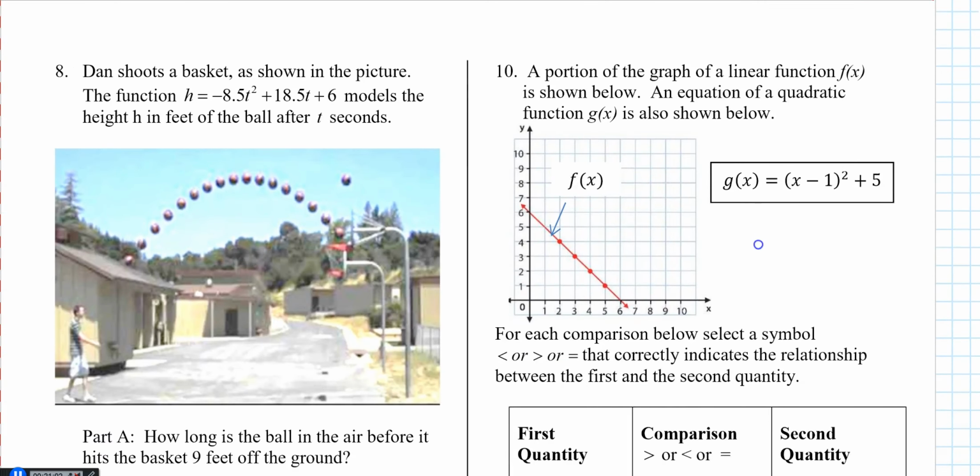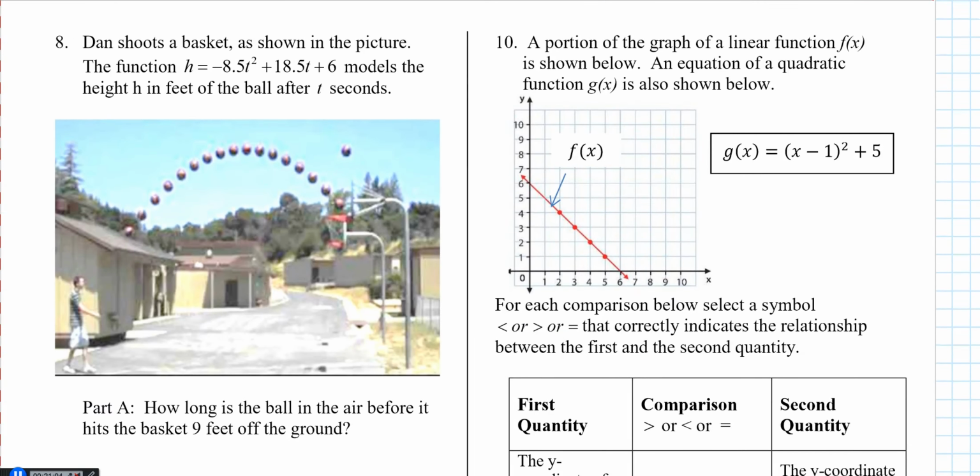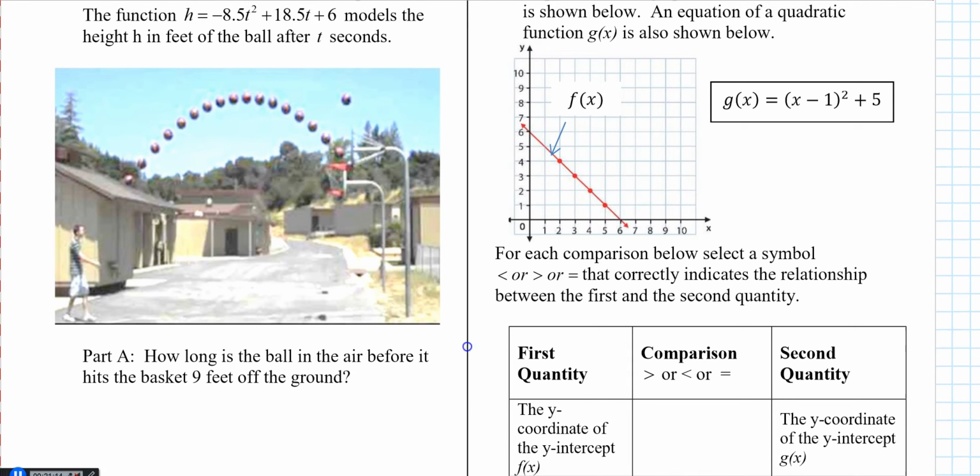All right, number 8. Dan shoots a basket, just as it's shown in the picture. The function models the height in feet of the ball after t seconds. How long is the ball in the air before it hits the basket 9 feet off the ground?